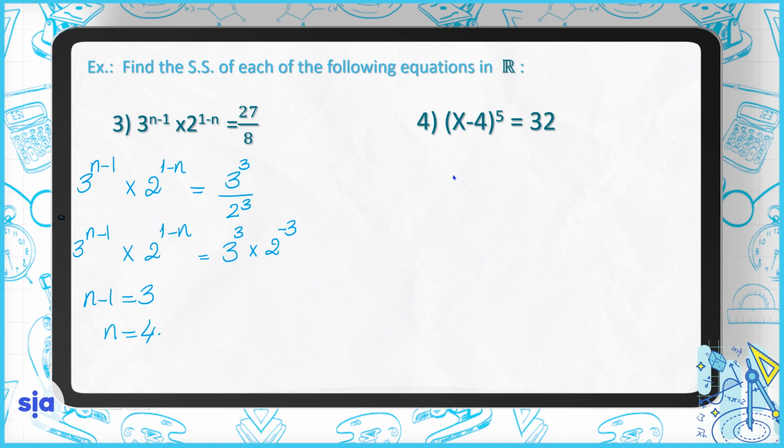Question 4. X minus 4 to the power of 5 equals the 32, which is 2 to the power of 5. If the base is equal to the base, then the power is equal to the power. So x is equal to 6.